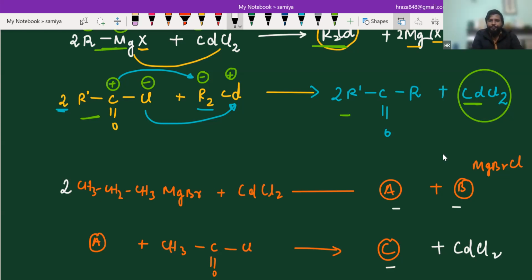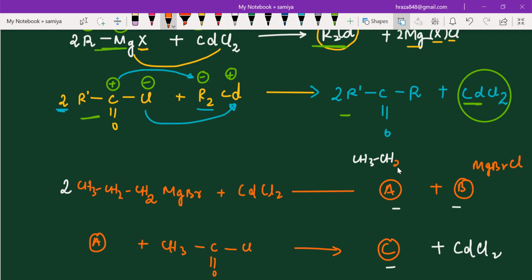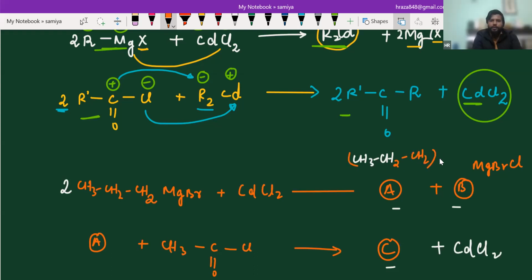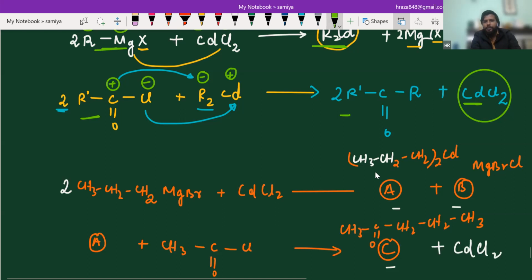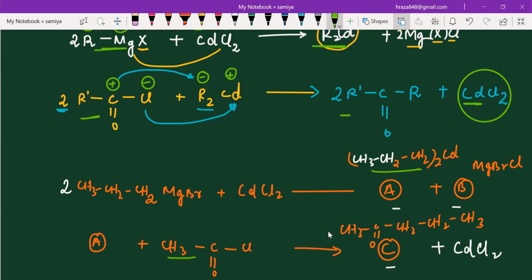What about A? A will be your CH3CH2... oh, wait a minute, I just made a mistake. It will be CH2, right? So it will be (CH3CH2CH2)2Cd, right? And after that it will basically be CH3C=O and then CH2CH2CH3. So I think there are 3 carbons and 2 carbons, 5 carbons only. Now I got it: pentan-2-one, or pentanone, right?